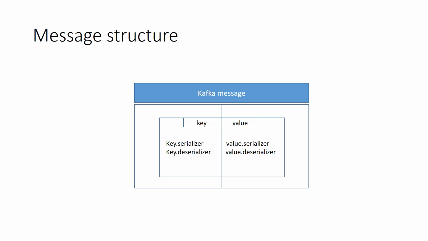Each part interacts with its own serializer and deserializer. So when you want to send messages into Kafka, you need to serialize them. And when you receive and read the data, you need to deserialize it into the object that you desire. And it applies to both keys and values.